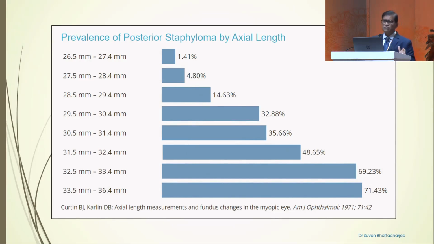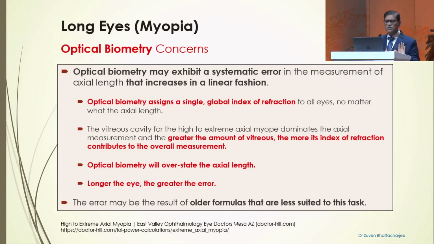Prevalence of posterior staphyloma by axial length, if it's 26.5 millimeters, it's just 1.4%. And when the axial length goes to 33.5 millimeters, more than 70% have a staphyloma. So that's where the errors are going to happen. So in long eyes, optical biometry assigns a single global index of refraction, and that's where the problem lies. Because of the greater amount of vitreous over here, the longer the eye, the greater the error.